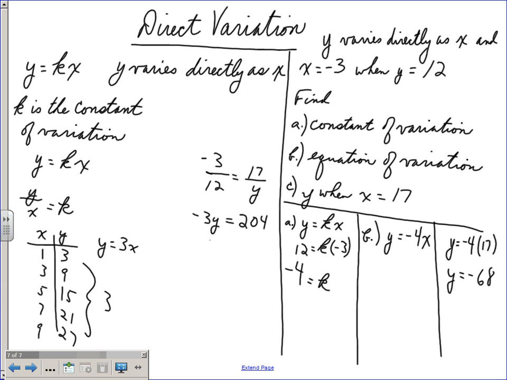Divide by 3. Negative 3. What do we get? Somebody tell me. Negative 68. Somebody tell me how I multiplied 12 times 17 and came up with 204 so quickly. And it's not because I'm a math teacher.